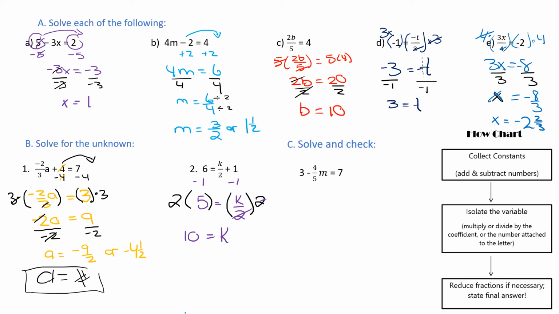So there's my answer. If you like to have your letter first, you can just swap them both around, and you can write k equals 10. It's the same thing.